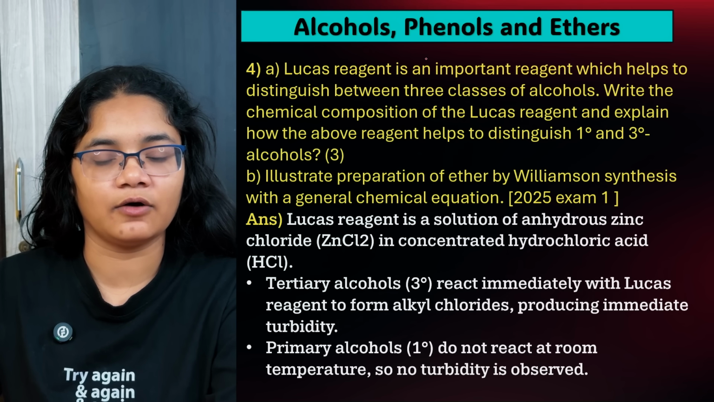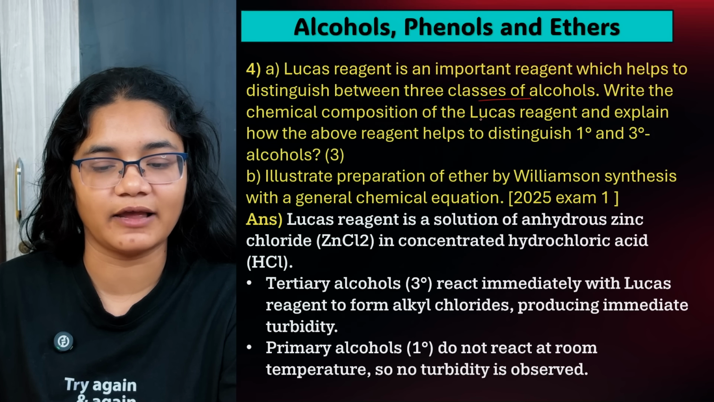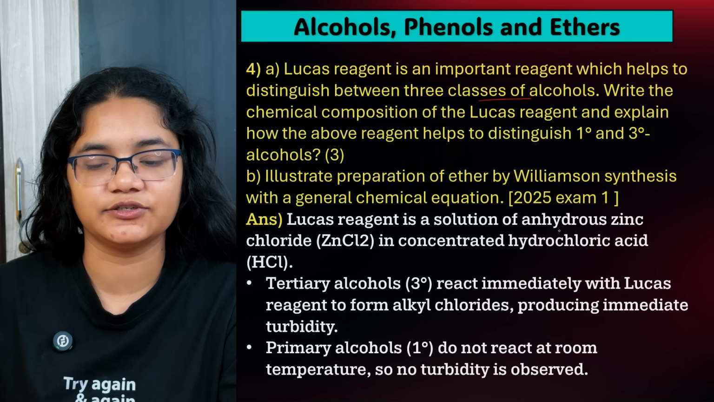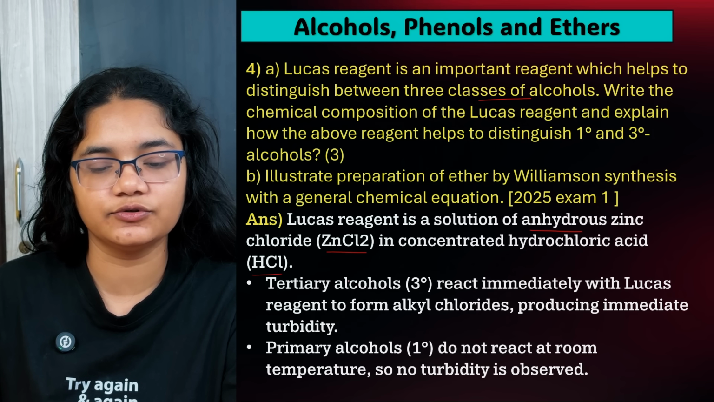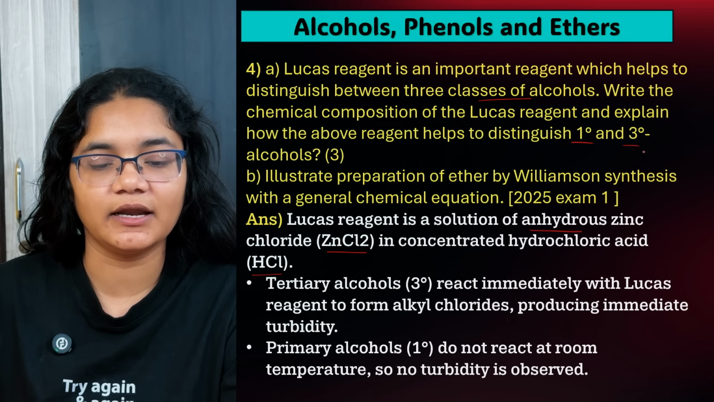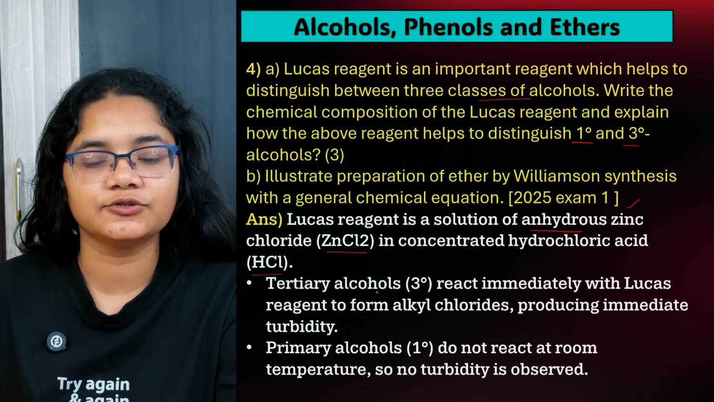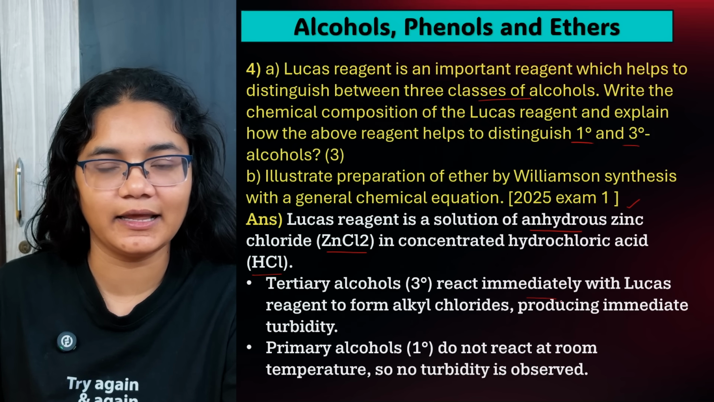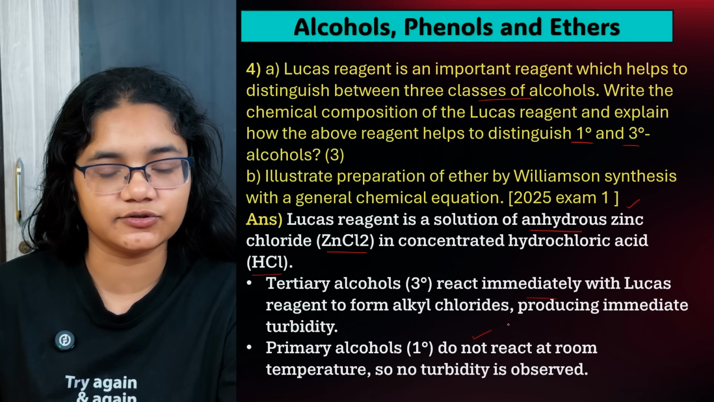Next, we will see what is Lucas reagent and how it is used to distinguish between 3 classes of alcohols. First of all, Lucas reagent is a solution of anhydrous zinc chloride in HCl, and it is used to separate primary and tertiary alcohols. Okay, so this question was there in 2025 examination 1. Tertiary alcohols react immediately and create turbidity immediately, whereas primary alcohols do not react, so there is no turbidity.